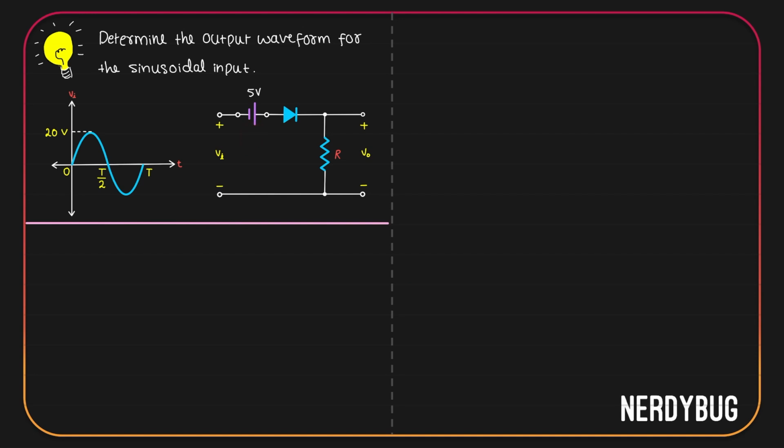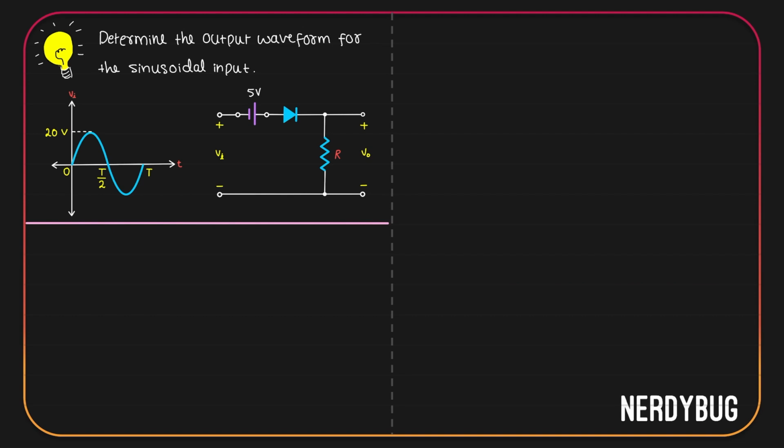I can also see that the cell is in the direction of the input voltage. Input voltage is from negative to positive. Cell is also from negative to positive. So it is going to shift our waveform 5 volt upwards. In short, the waveform will be shifted 5 volt upwards and the negative part will be clipped.